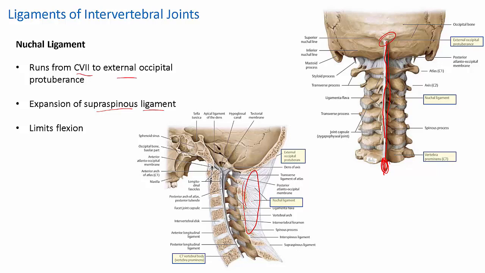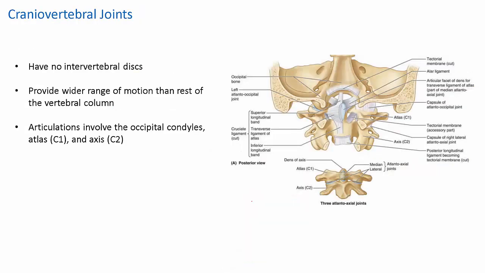All right, so there's our ligaments. Now let's take a look at some of our special joints. The first ones that we'll look at are the craniovertebral joints, where the cranium is attached to the C1 and the C2 bones, the atlas and the axis. So up here, do remember that there is no disc between C1 and C2.